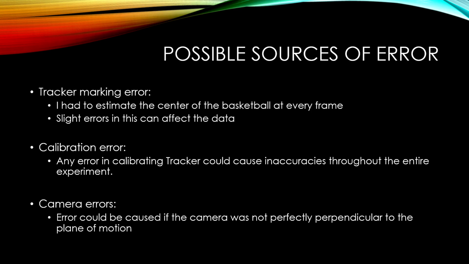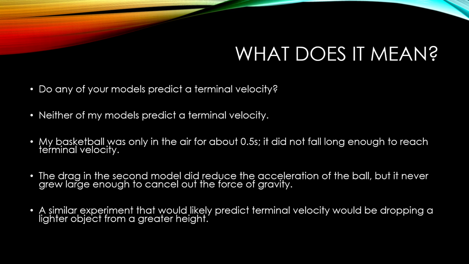For possible sources of error, there could have been Tracker marking errors, like when I had to go through frame by frame and mark the center of the ball, I could have been slightly off at different frames, and that could have caused slight error. There could have been a calibration error in Tracker, if I didn't perfectly calibrate it, that could cause errors down the road, and camera errors, like if the phone was slightly tilted or not perfectly perpendicular to the plane of motion. What does it mean?